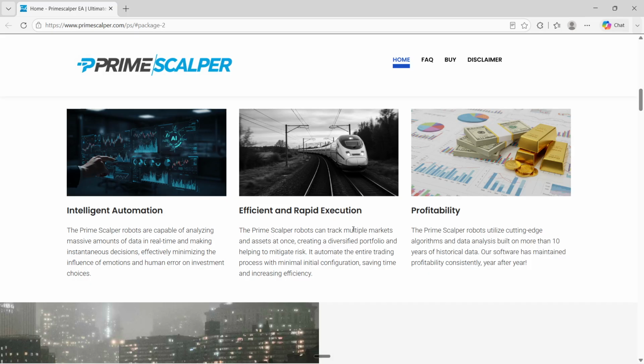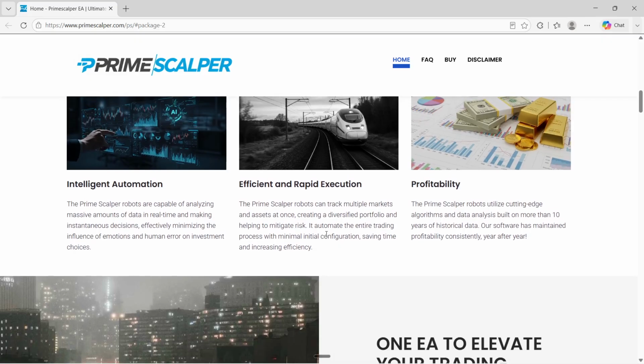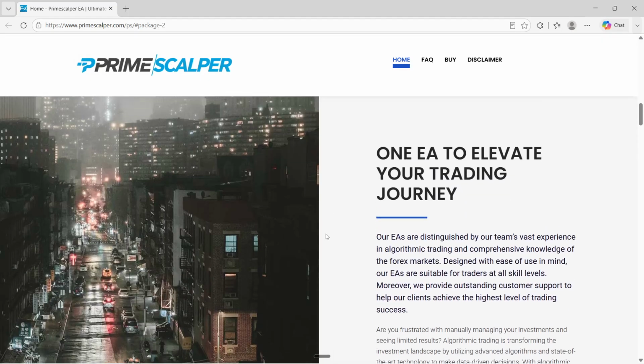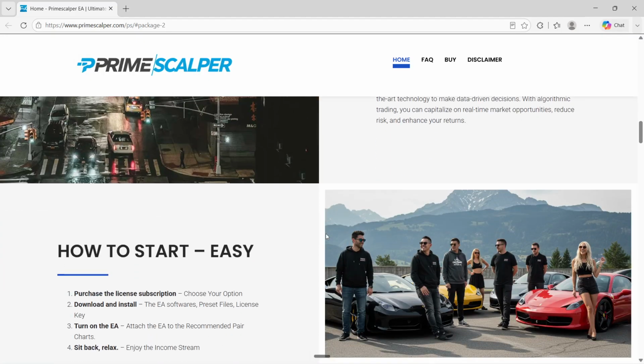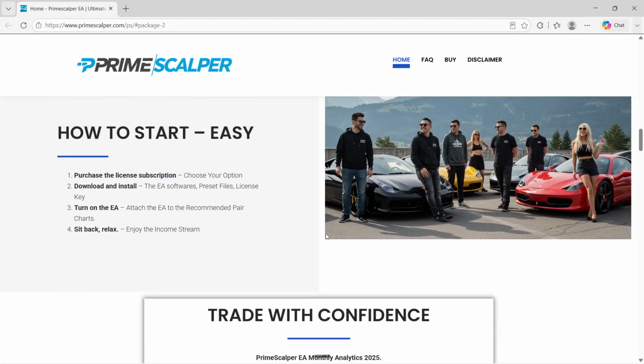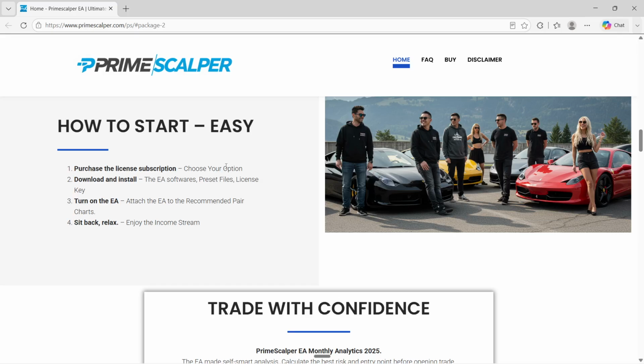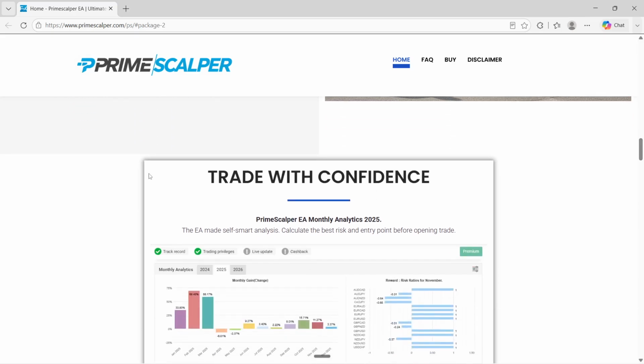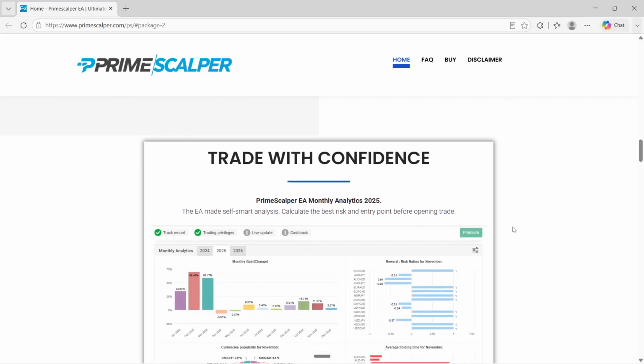The Prime Scalper robots can track multiple markets and assets at once, creating a diversified portfolio and helping to mitigate risk. It automates the entire trading process with minimal initial configuration, saving time and increasing efficiency. All right, so you can see most of the details here, and how to start. You need to purchase the license subscription, choose your option, then download and install the EA, turn it on, and then sit back and relax and let the EA perform trades for you.